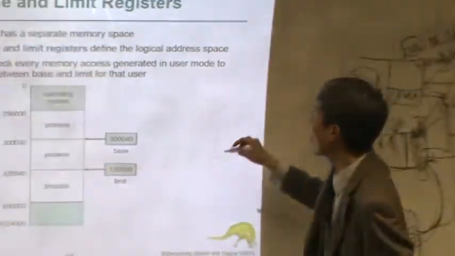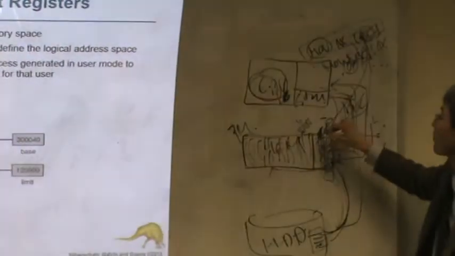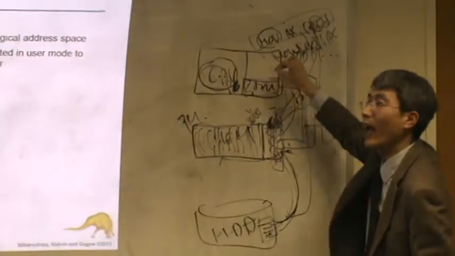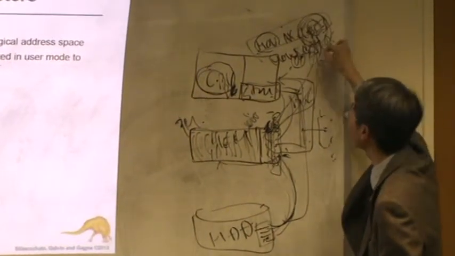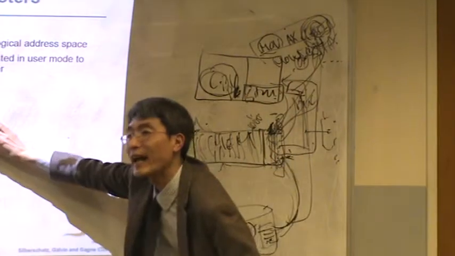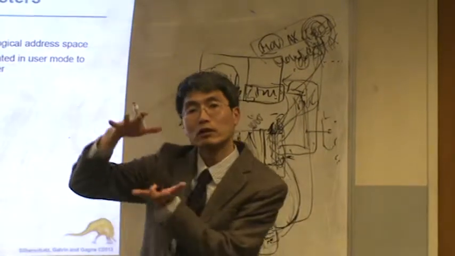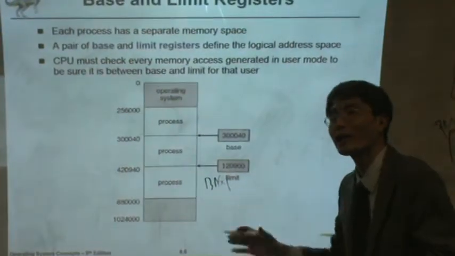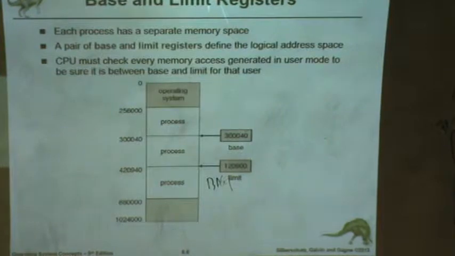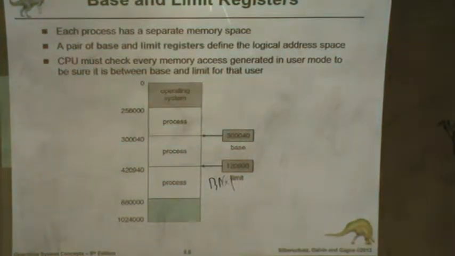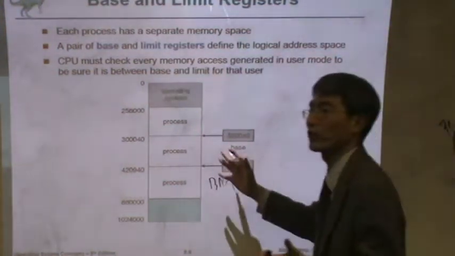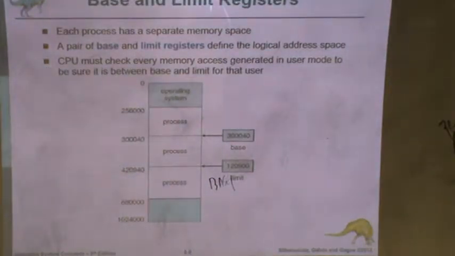Before we fetch data from memory, it will check whether the decoded address is in between base and base plus limit. Otherwise, we will return an error. That is an interrupt error: interrupt this process, there might be a malfunction, something like that. So we can use two registers, the base and the limit, to protect each process.